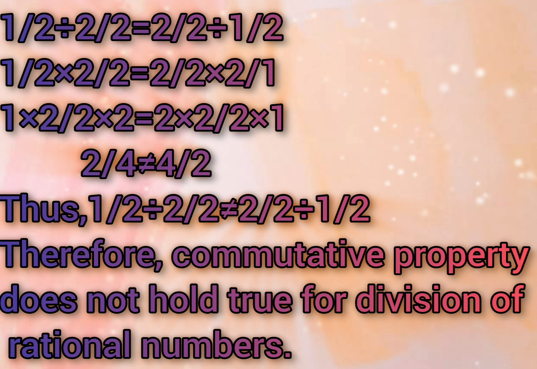In the right hand side, 2 by 2 divided by 1 by 2 is equal to 2 by 2 into 2 by 1, which is equal to 2 into 2 by 2 into 1, which is equal to 4 by 2. Thus 1 by 2 divided by 2 by 2 is not equal to 2 by 2 divided by 1 by 2. Therefore, commutative property does not hold true for division of rational numbers.